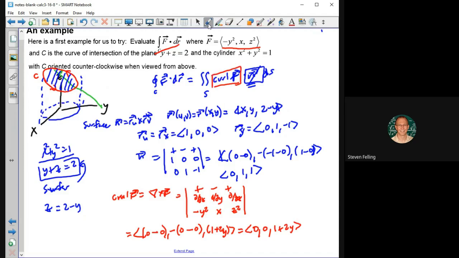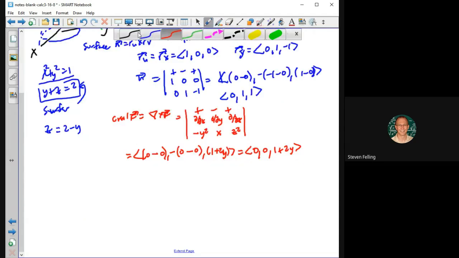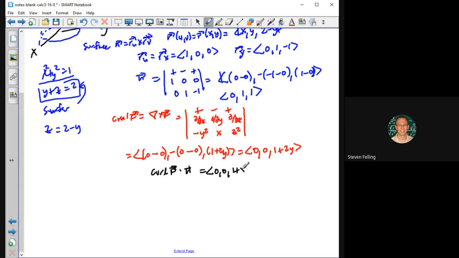And so to build our double integral, we have to take the product of those two things and integrate that over the parameter region for the surface, because we're integrating over the surface. So we go down here a little ways. We're going to be taking the double integral of, well, let's figure out what curl f dot n is. So curl f is 0, 0, 1 plus 2y. And then n is this right here, 0, 1, 1. So it's going to be 0 times 0, 0 times 1, and then this times this, right? So it's just 1 times 1 plus 2y. So it's just 1 plus 2y.